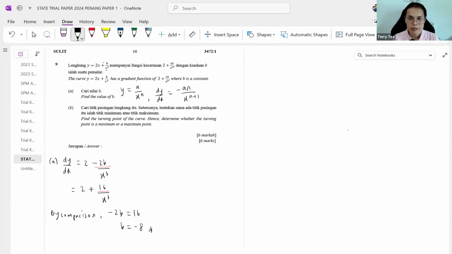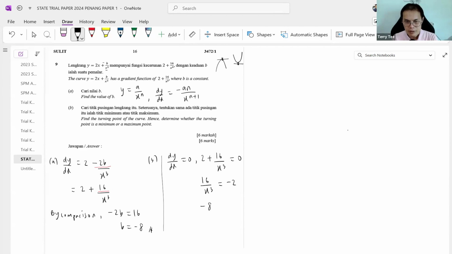Right. Now, then we need to find the turning point and determine whether it's minimum or maximum. The turning point happens when dy/dx is 0. Remember, it can be minimum, can be maximum at the turning point, or even inflection. Your gradient is always 0. So take 2 plus 16 over x cubed, let it be 0. Bring the 2 to the right, or you can multiply everything by x cubed as well. I just bring this up. Bring the x cubed up, bring the negative down.